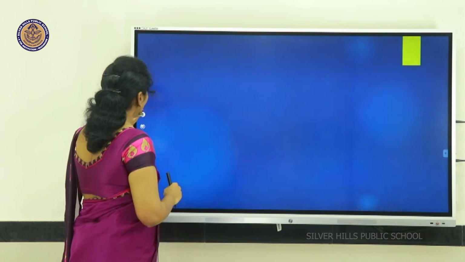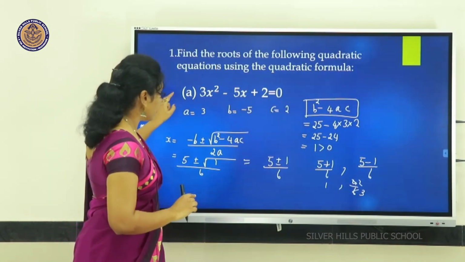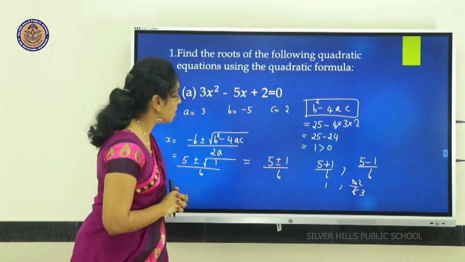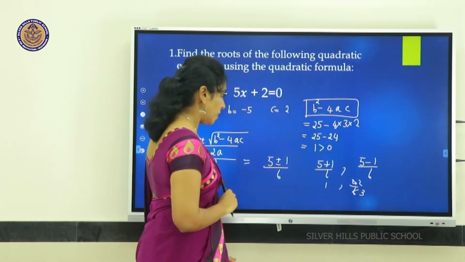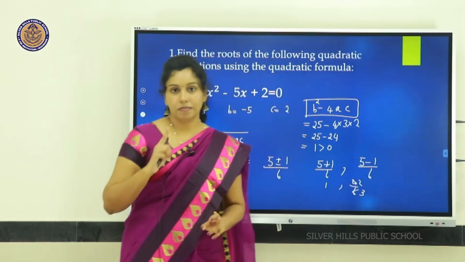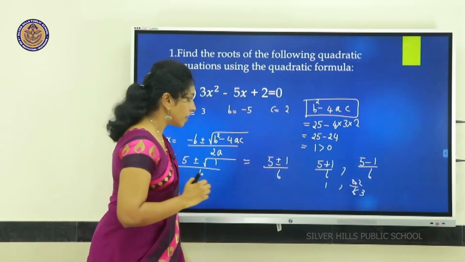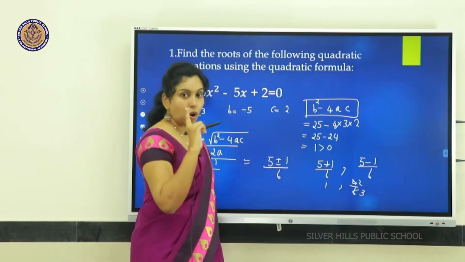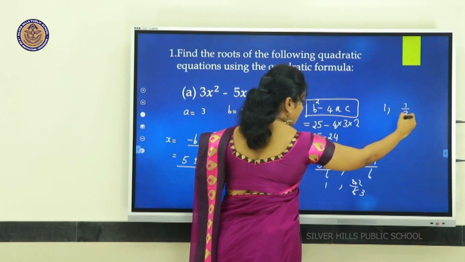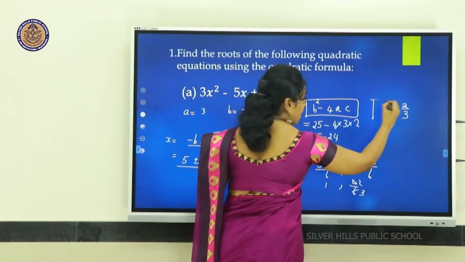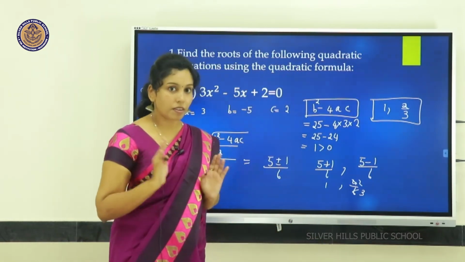Now, when we consider the first question that I gave you, 3x square minus 5x plus 2 equal to 0, when you found b square minus 4ac, you got 1, meaning it's a positive number greater than 0. In that case, how many roots did you get? You got 2 roots, that is 1 and 2 by 3. 2 different roots you got.